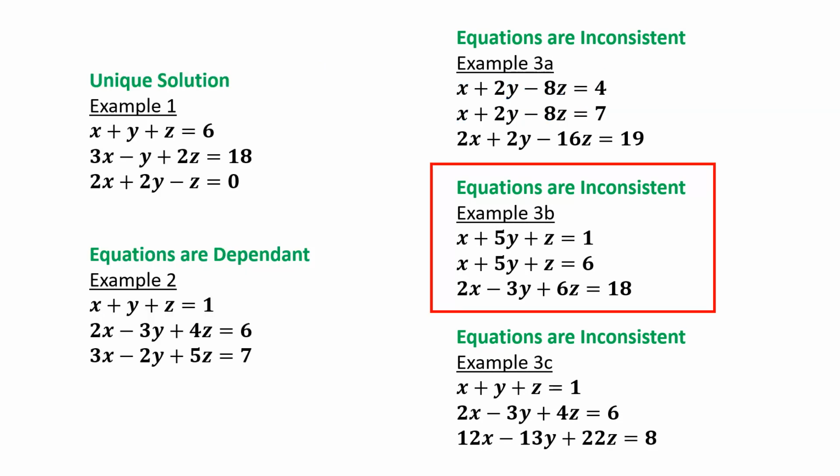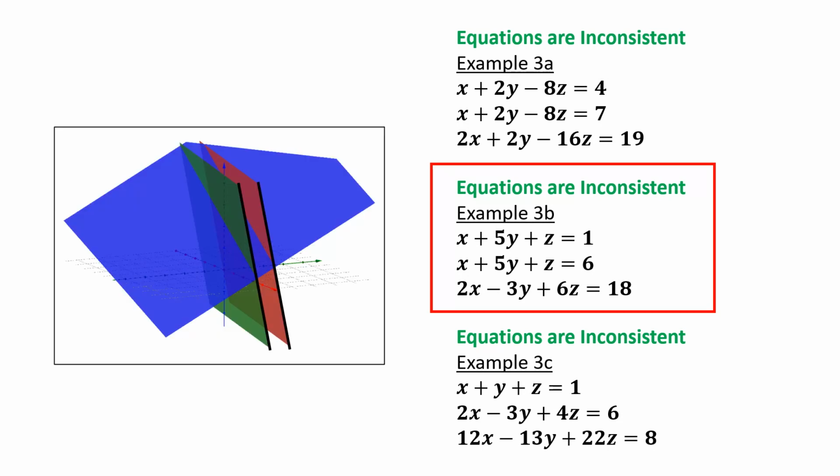Second type of inconsistent equations, you will see this is 2 parallel planes, and that's because 2 equations are the same, but again the constant is different. The third equation does something different.